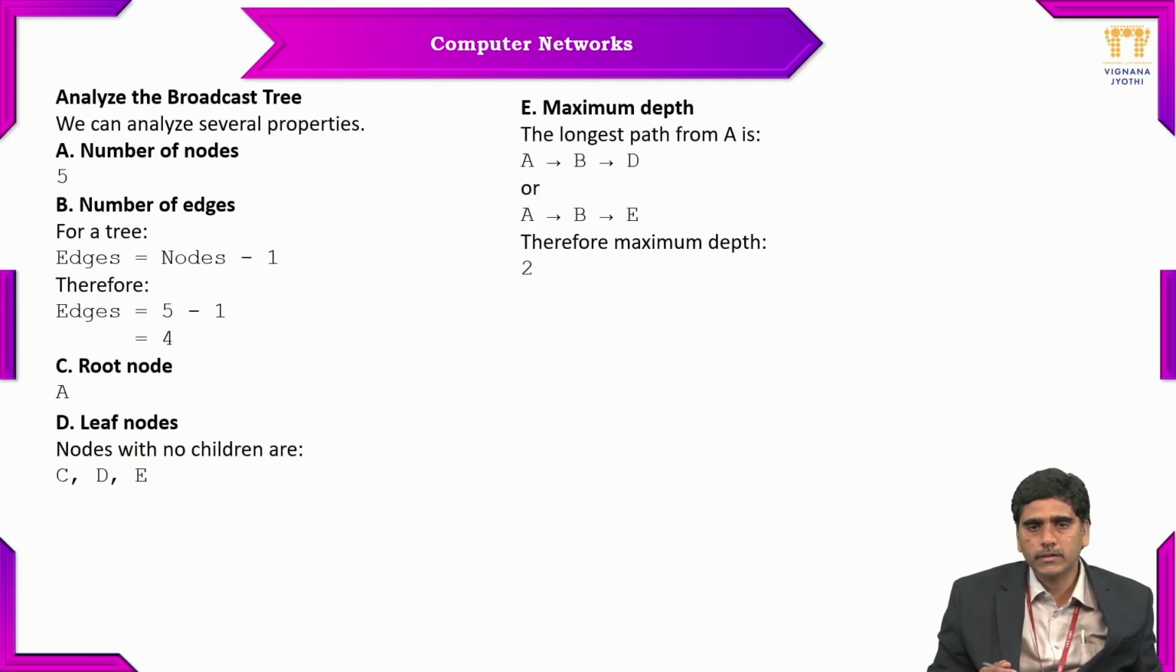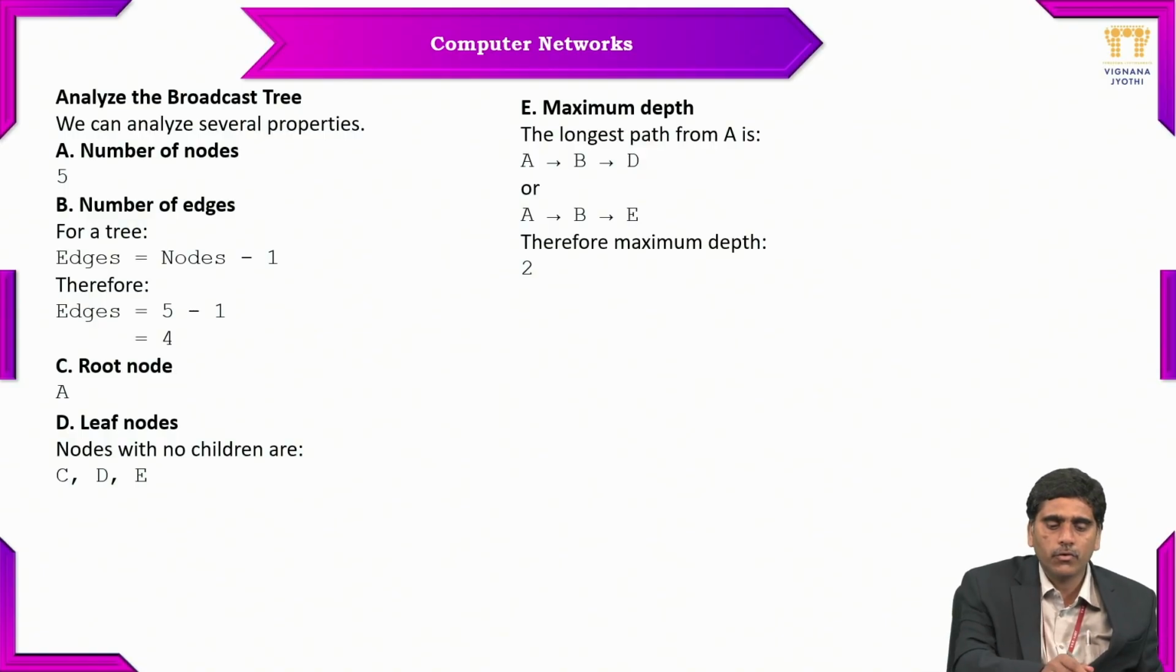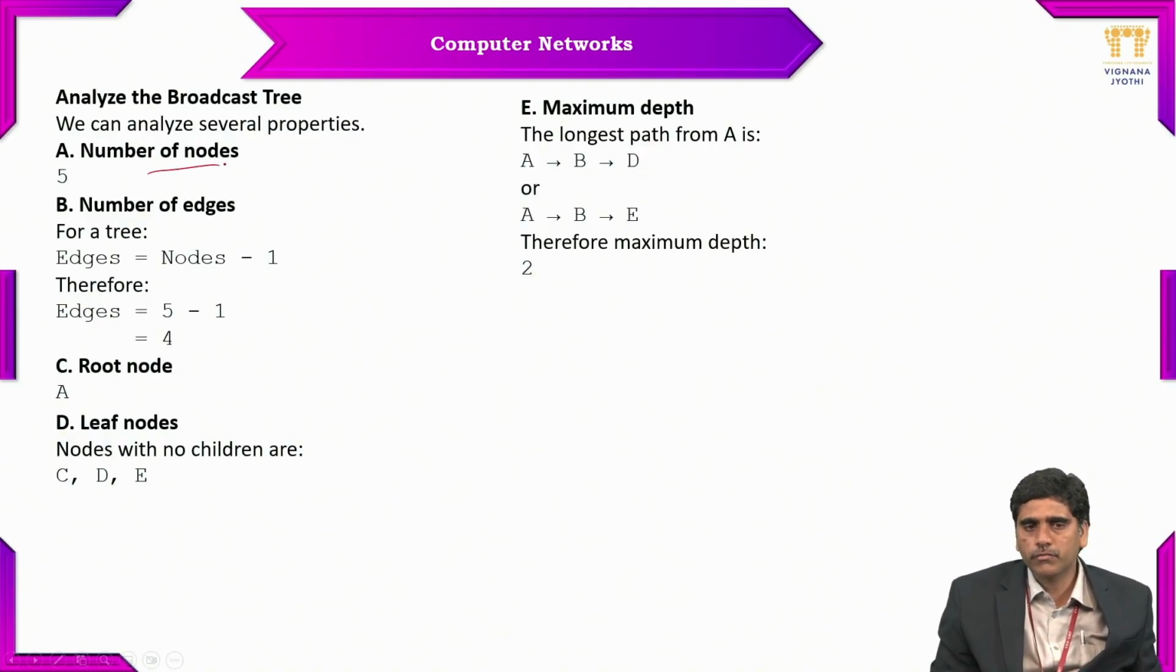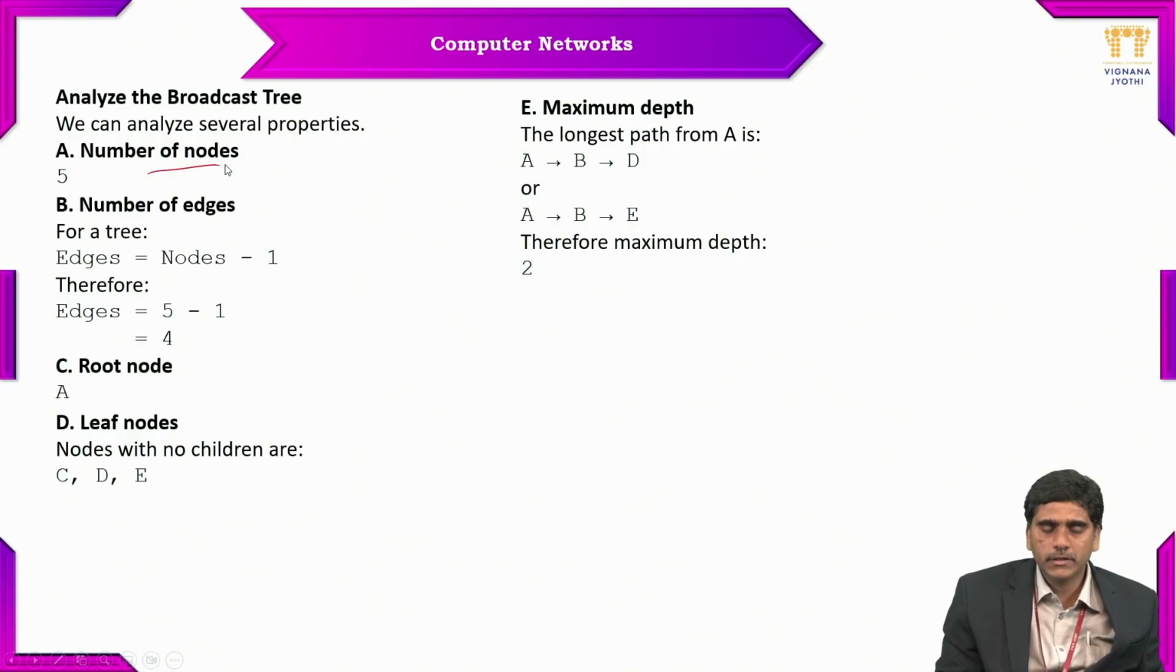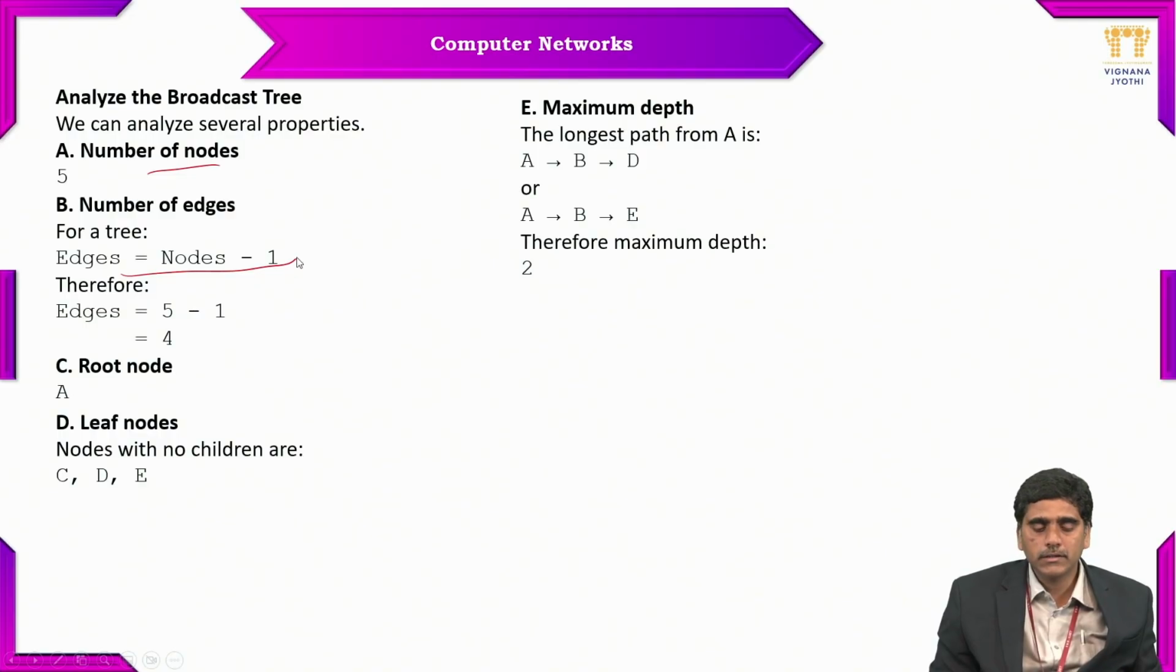So, analyze the broadcast trees. How do we analyze the broadcast trees? After structuring the broadcast tree, we can analyze several properties. What are those properties? The number of nodes in the broadcast tree is 5. And the number of edges in the broadcast tree? The formula is edges equals nodes minus 1. That means the edges depend upon the number of nodes present. So the number of nodes is 5, minus 1, that is 4 edges.